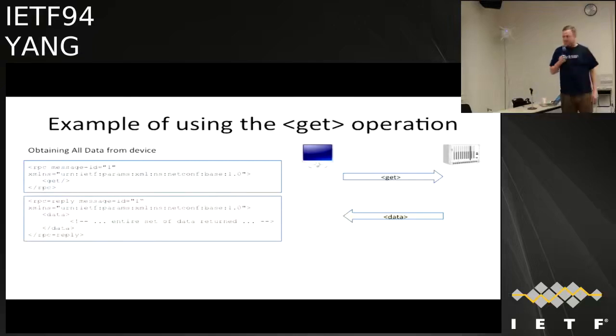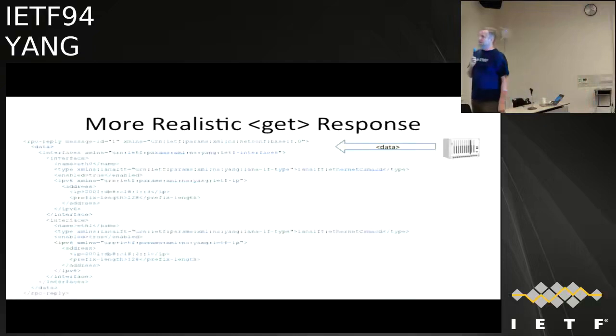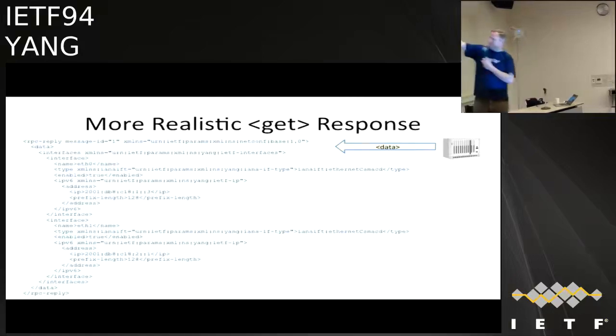A more realistic, perhaps, get response. Actually, this comes out of our previous example, but it's very made up too. It's as if this box only has two interfaces and is only running IPv6. But as you can see, this data is the same that we looked at for the example in Yang. Maybe the thing to think of here is that this is where you start seeing the namespaces, right? This is the namespace from the Yang module for the IF types. This is the IETF IP namespace, and so forth.